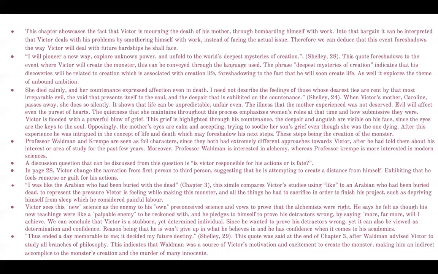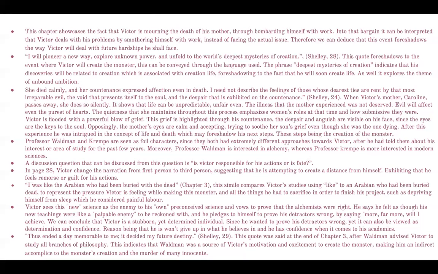And as we know, Victor's favorite thing is glory. This is what he wants, not the money, not the fame, but the glory. And he's willing to sacrifice anything for that. Victor sees this new science as the enemy to his own preconceived science, and vows to prove that the alchemists were right. He says that he felt as if those new teachings were like a palpable enemy to be reckoned with, and he pledges to himself to prove his detractors wrong, by saying, "Far more will I achieve."